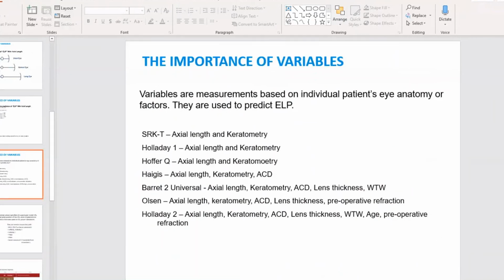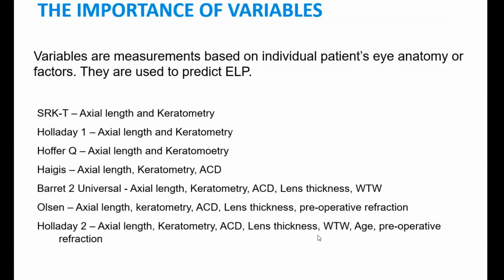So if you take a look at the measurements that are required for each of the different formulas, if you see the third generation formulas, so SRK/T, Holladay 1, Hoffer Q, they just require axial length and keratometry readings. When it comes to Haigis or fourth generation formulas, that's where it becomes a little bit more accurate, and likely it is because they are using more measurements from the patient, right?